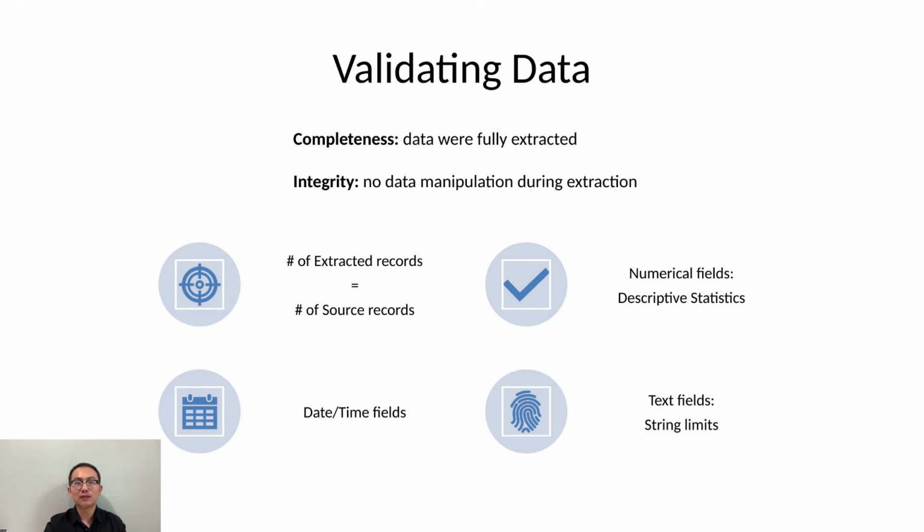Compare descriptive statistics. Calculate statistics like minimum, maximum, and averages for numerical fields in both datasets. This helps confirm that the numbers make sense and nothing was cut off.